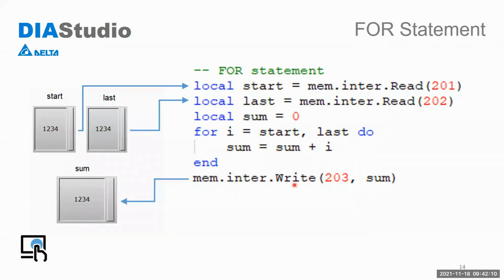And the for works in that way. For E, which is the index, equal to start until you get to the last. Start is the first value, last is the last value. I simply keep adding the value, starting at 0, 0 plus the first number, the second, the third, etc., until I get to the last. So let's see how it works.